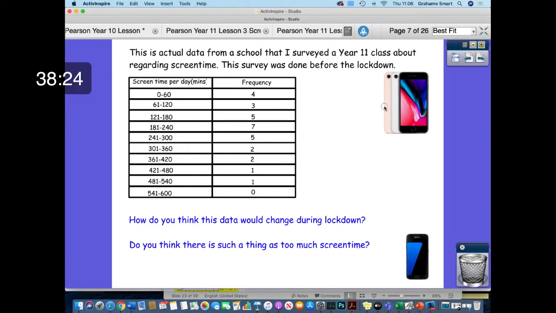But I would like you to think about, how do you think this data would change during lockdown? And do you think there is such a thing as too much screen time? The reason I'm asking that is if you spend a lot of time in front of a screen during the day, do you sleep better or worse? Does it affect anything else if you spend too much time in front of a computer, on your Xbox or on your phone? Does it affect anything else in your life? Or do you not think about it? I don't know, but I would like you to think about that for a minute or so before we actually get into the maths.